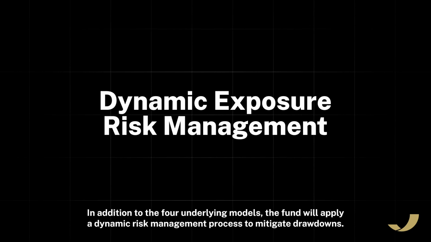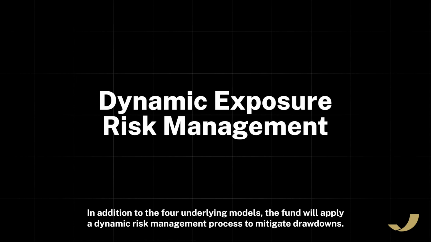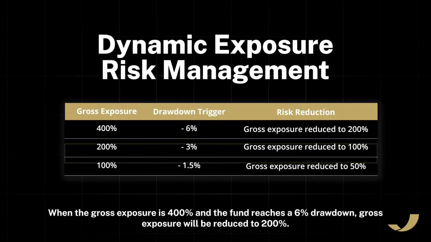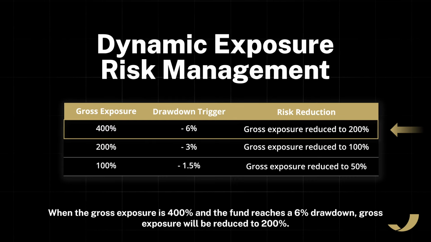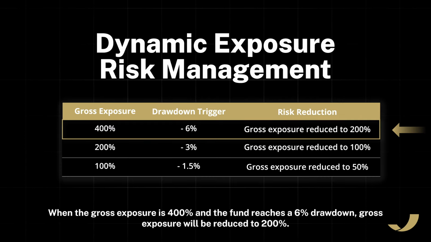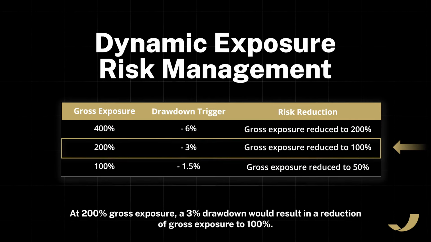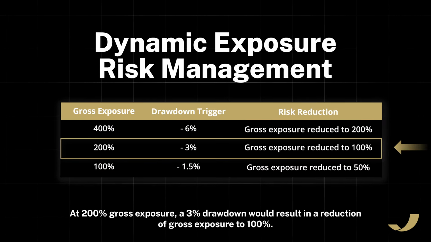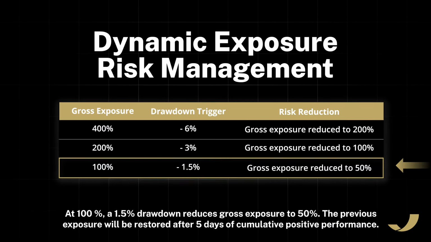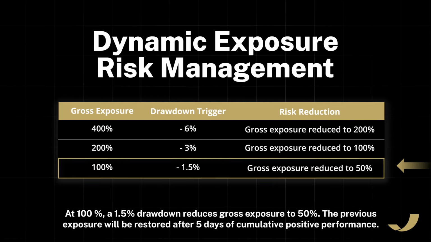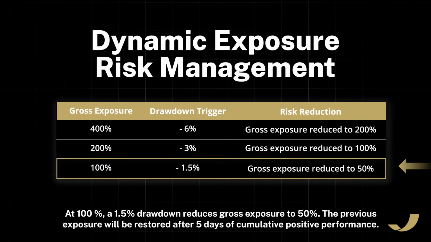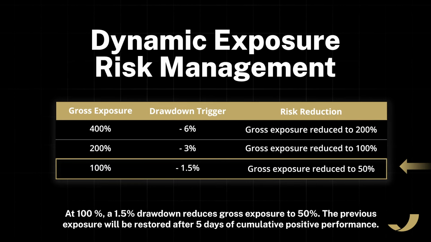In addition to the 4 underlying models, the fund will apply a dynamic risk management process to mitigate drawdowns. When the gross exposure is 400% and the fund reaches a 6% drawdown, gross exposure will be reduced to 200%. At 200% gross exposure, a 3% drawdown would result in a reduction of gross exposure to 100%. At 100%, a 1.5% drawdown reduces the gross exposure to 50%. The previous exposure will be restored after 5 days of cumulative positive performance.